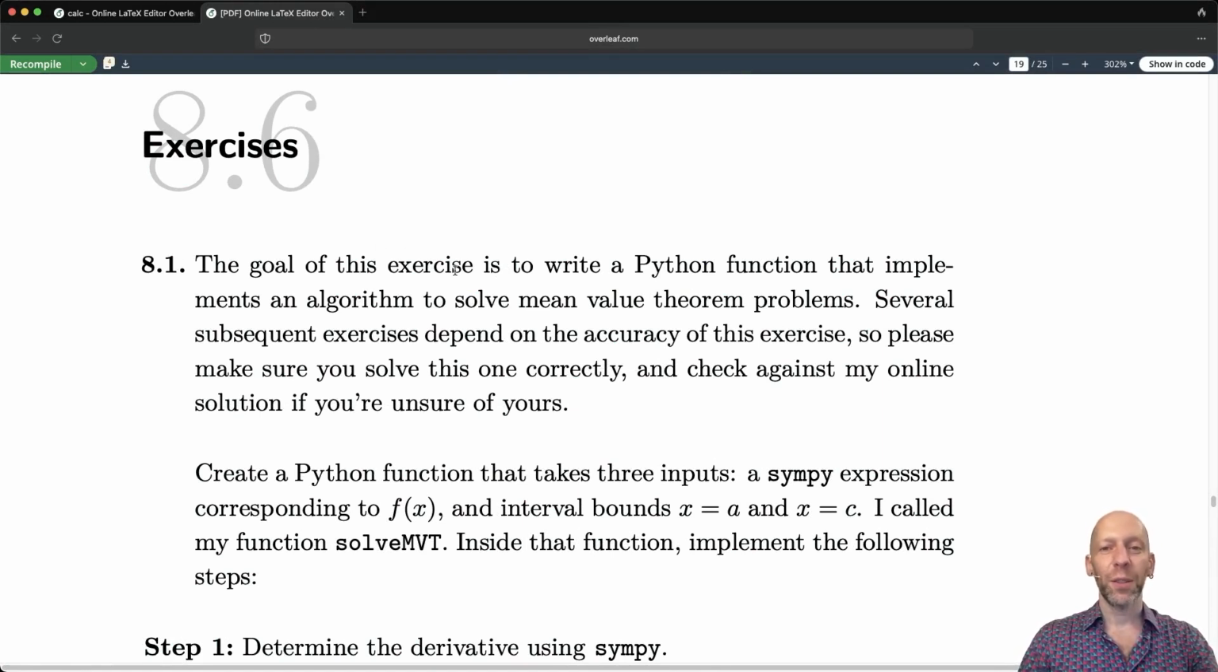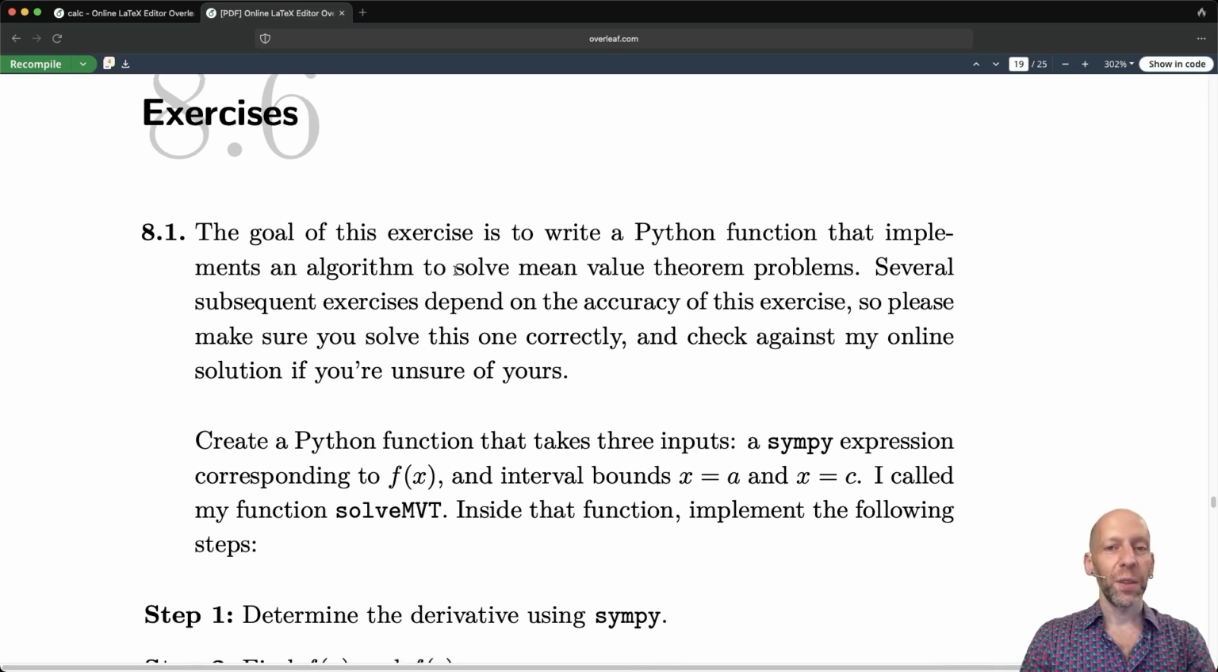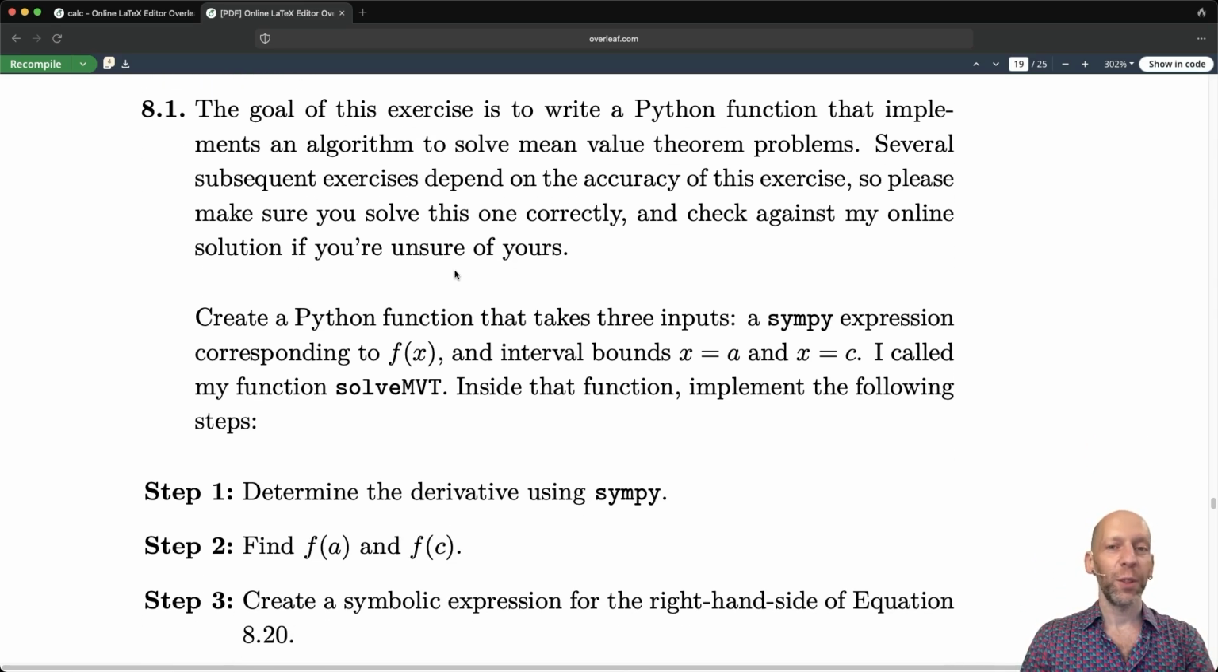The goal of this exercise is to write a Python function that implements an algorithm that can solve mean value theorem problems. I described the mean value theorem earlier in this chapter, and I went through several examples. And so in this exercise, you are going to create a Python function to solve the mean value theorem problems.